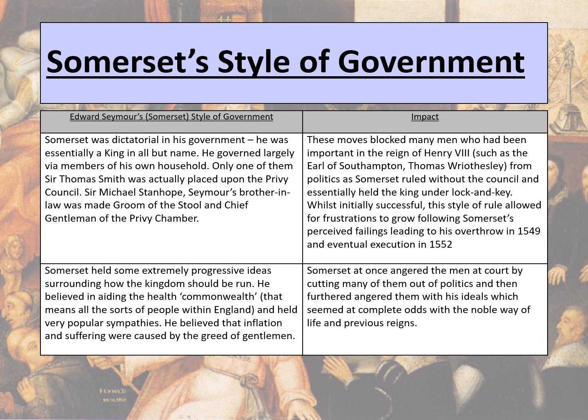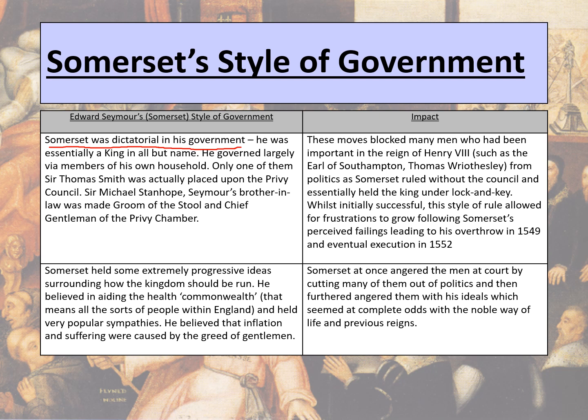So there are two things I'd like you to be aware of when you're looking at Somerset's style of government. First of all, it's important we know that people at the time saw him as quite dictatorial in his style of government. He was essentially a king in all but name. Now, what I mean by that is that he bypassed the Privy Council and he governed largely through members of his own household. Only one of those members was actually placed on the Privy Council to support them. So generally, he would just bypass the Privy Council and work directly with people that supported him.